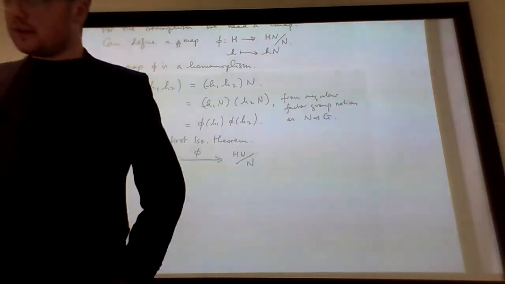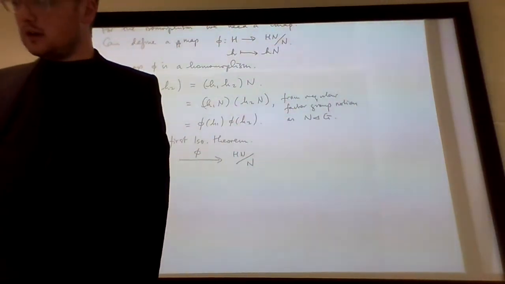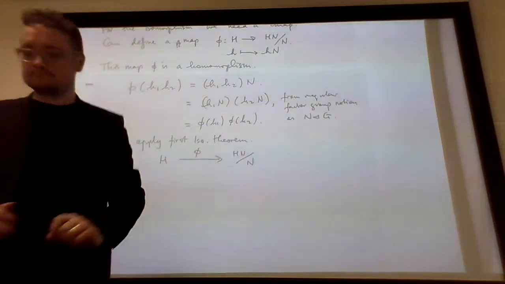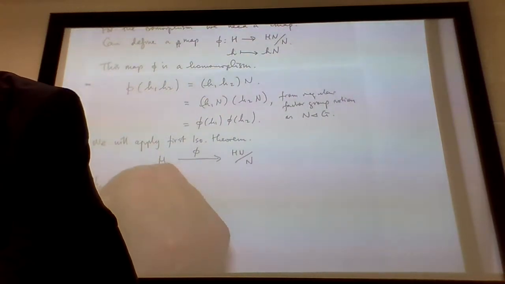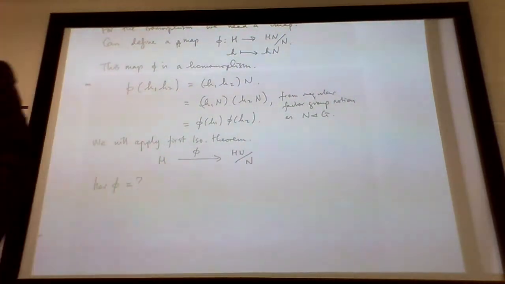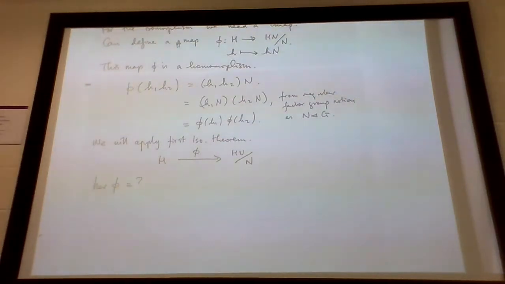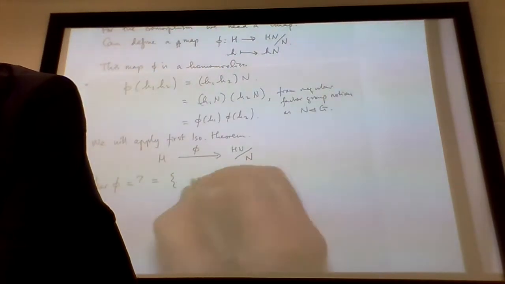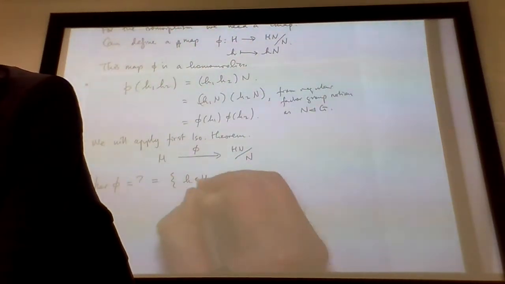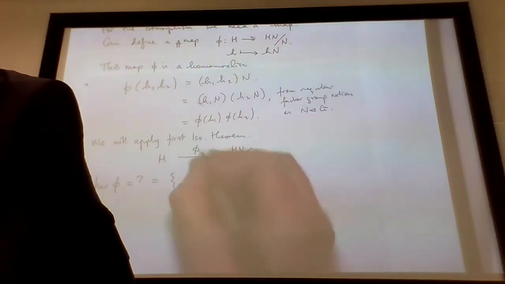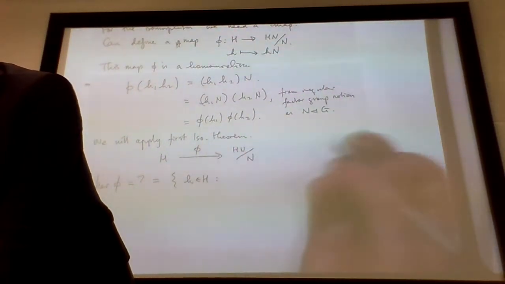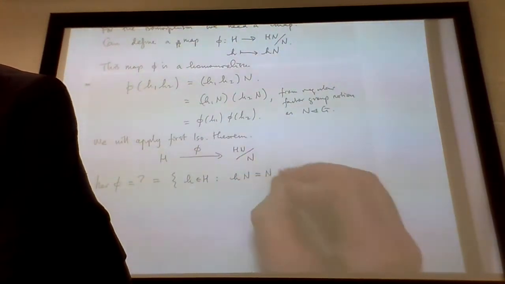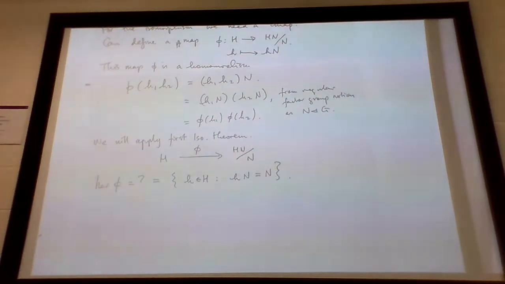One thing, we'll worry about that in a moment. So let's figure out what the kernel of it is. Kernel of phi equals what? Well, it's the inverse image of the identity element. By definition, it's the set of all little h from H such that phi of h is the identity element over here. What that means is that coset is the identity element. The identity element is the normal subgroup N itself.